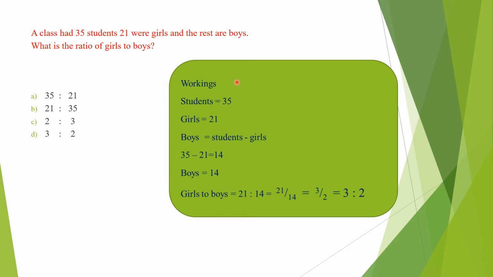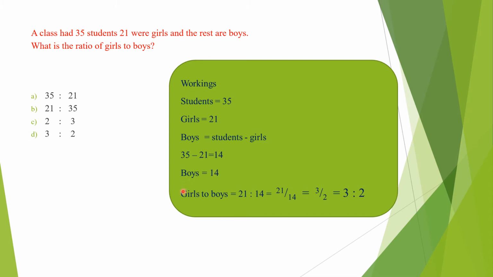Let's do the working. There are 35 students. 21 are girls. That means how we are going to find out how many are boys. Boys will be equal to students minus the girls. In this case, 35 students minus 21 girls is equal to 14.